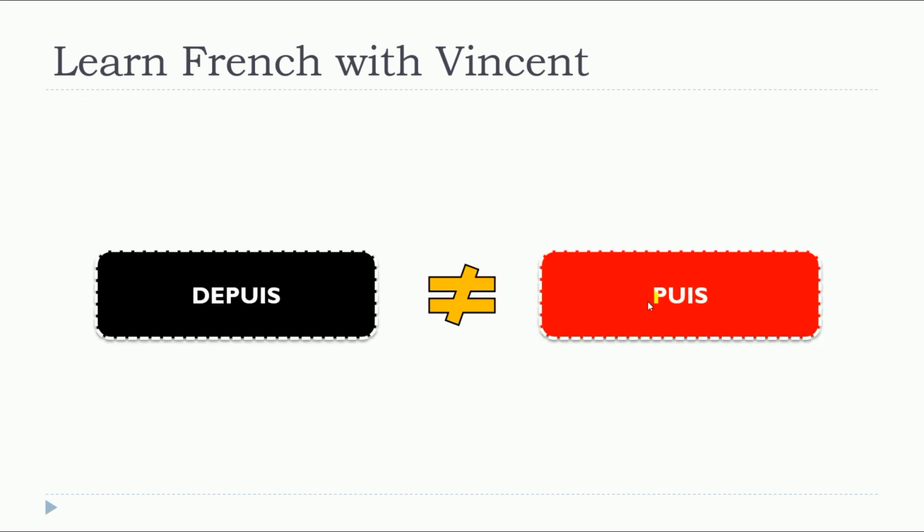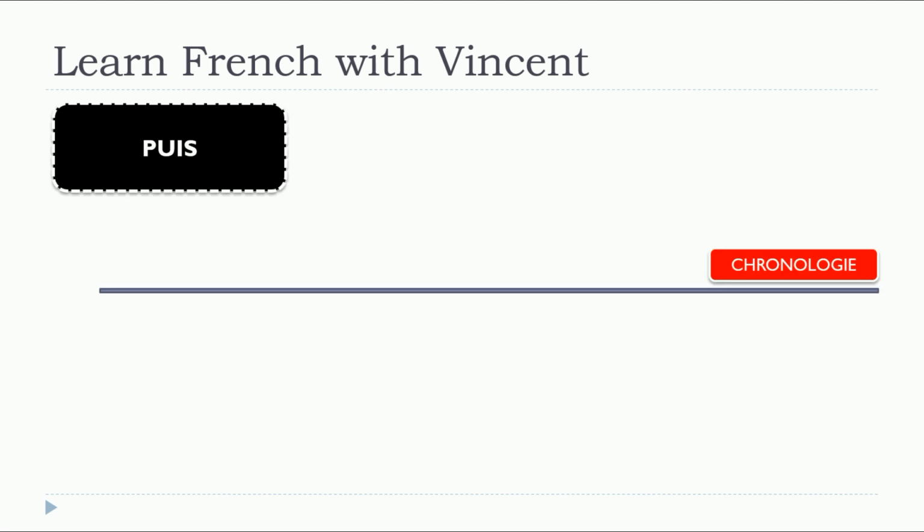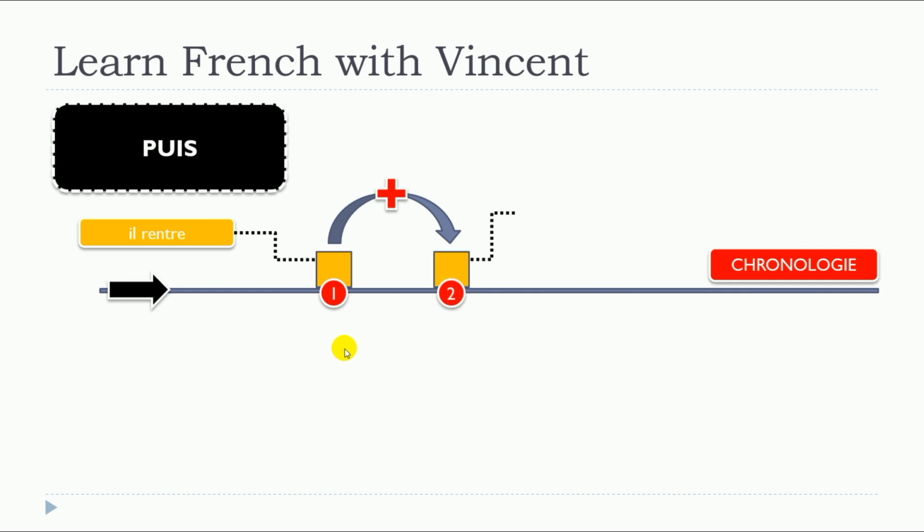So now let's have a look at puis. Let's do the same thing. Let's put a timeline here. So we have a first thing. Il rentre. So this is the first thing that happens. And then a second thing. Il décide de prendre une douche. So this is the first event. This is the second event. And then we want somehow to connect them with this concept of adding another event from the first one.